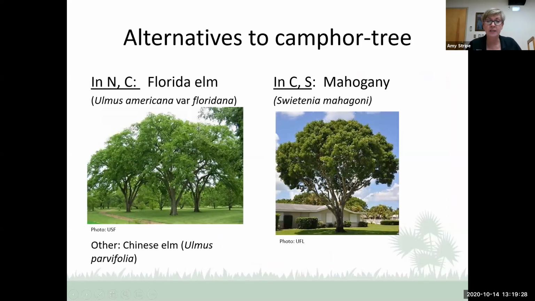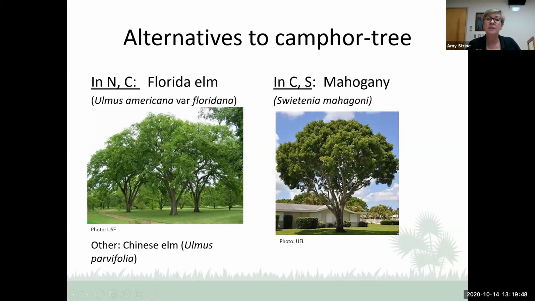Some good alternatives. In North and Central Florida, the Florida elm, Ulmus americana variety floridana, has a very similar filigree-type looking leaf. Very pretty, a very good substitute for that camphor tree, multi-stemmed like many camphor trees are.